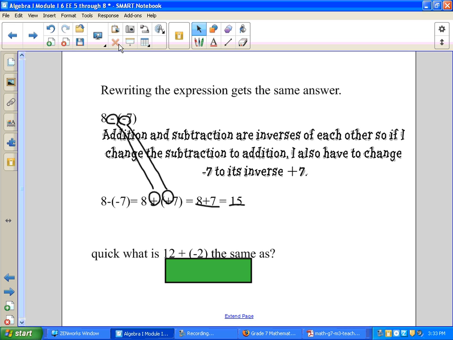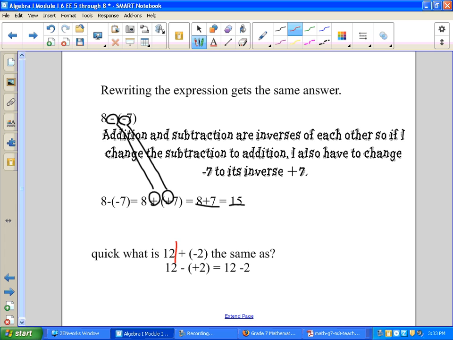Quick. What is 12 plus negative 2? It's the same as what? I changed the plus to a subtract. I also have to change the negative to a positive. So it becomes 12 minus 2.